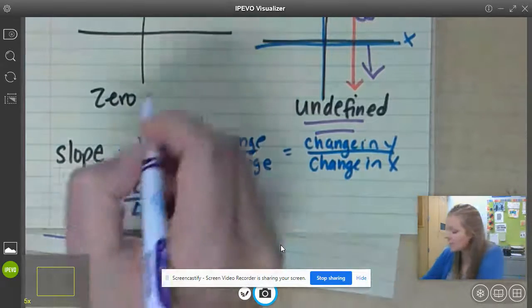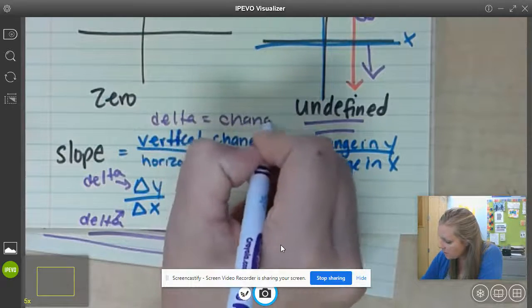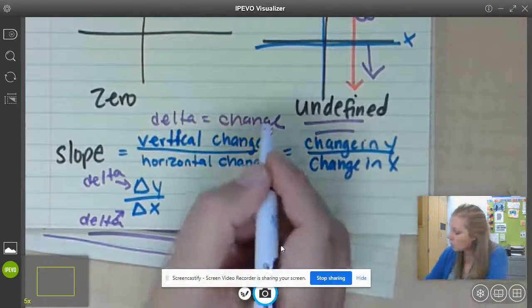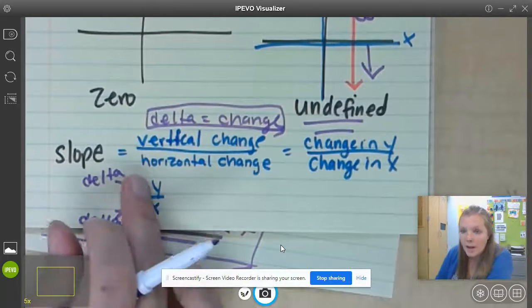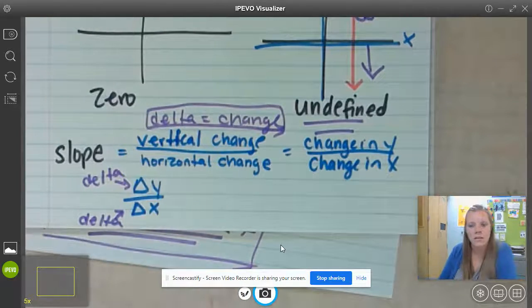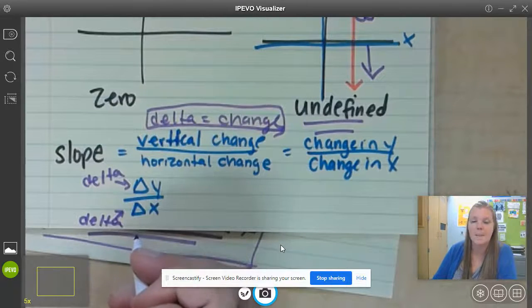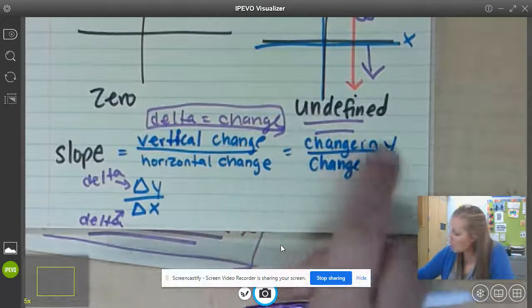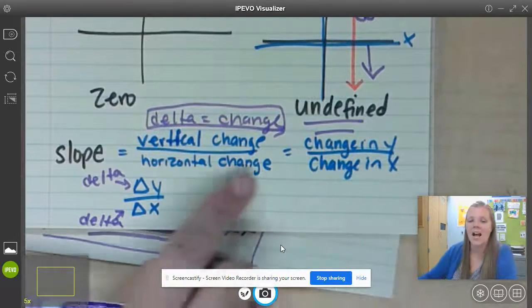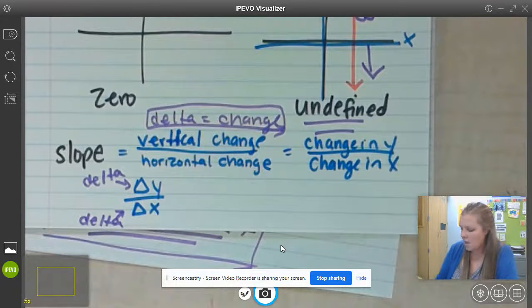And in math, delta means change. So when you see delta y over delta x, the Greek letter delta, triangle y over triangle x, it means the change in y over the change in x. So instead of writing the change in y, mathematicians say, I'm going to be sneaky. I'm going to use that triangle symbol instead.